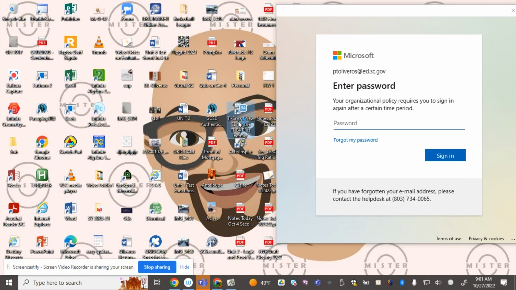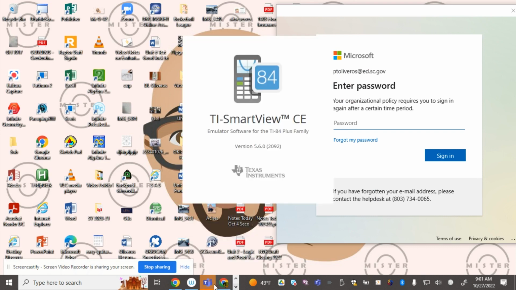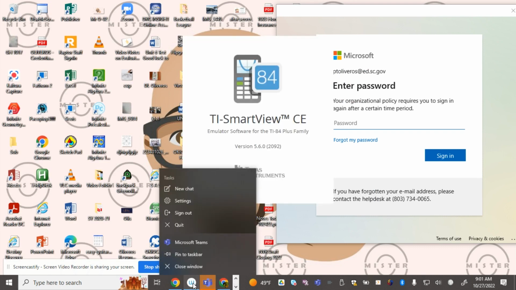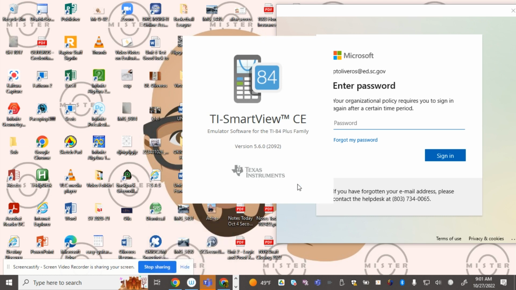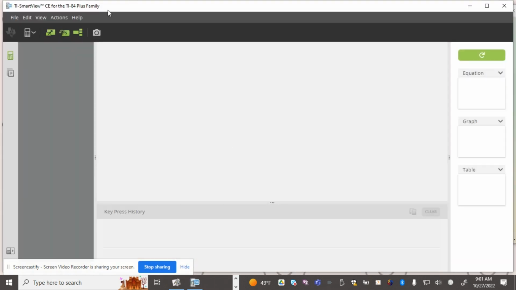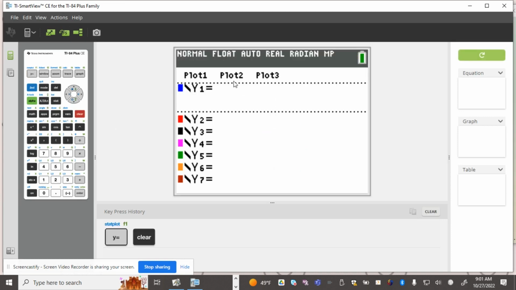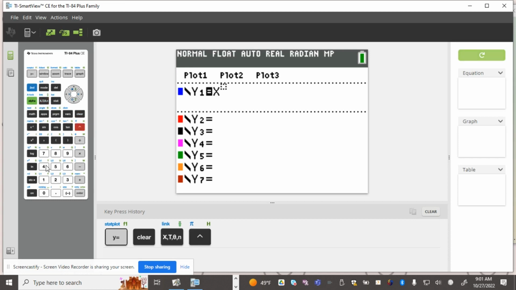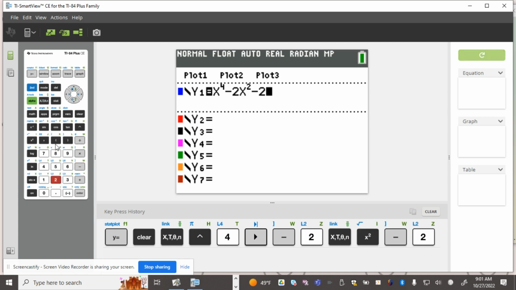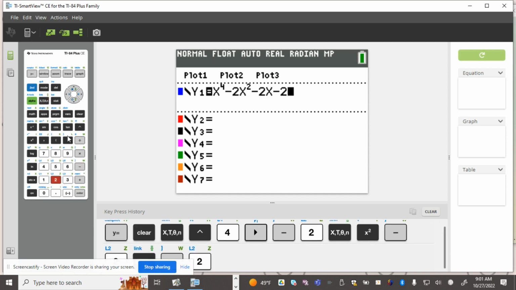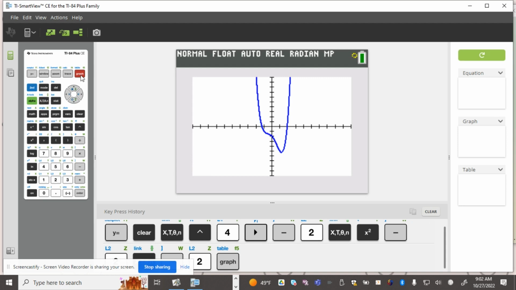Can someone help me and give me the problem here, please? Hold on. Big boy, give me the problem, please. X to the fourth minus 2x squared, minus 2x minus 2. Graph it. Ooh. Okay.